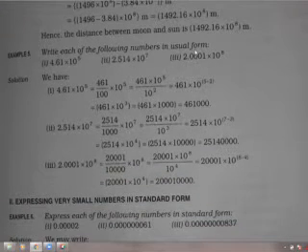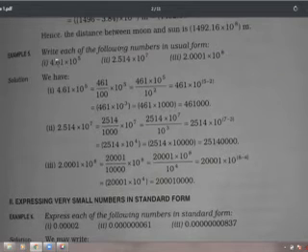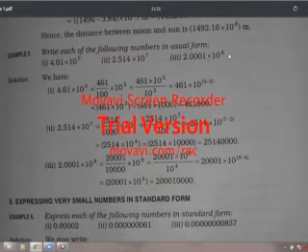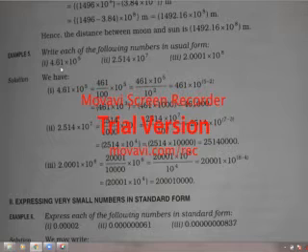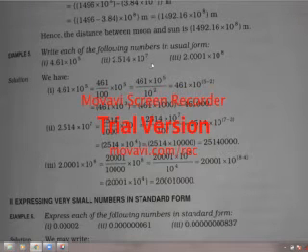Now students, there is example 5, and in example 5 it has been said to write each of the following numbers in usual form. Usual form means these are in standard form, and usual form means in number, without power. You have to write without the power of 10. These all are in the power of 10. The first number is 4.61 into 10 to the power 5. The second is 2.514 into 10 to the power 7. And the third is 2.0001 into 10 to the power 8.